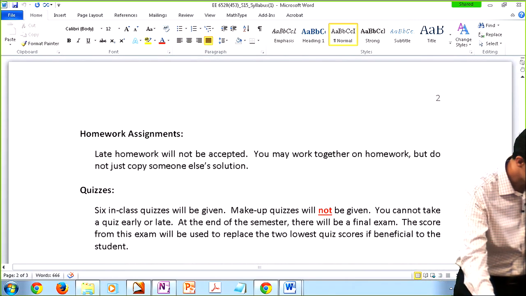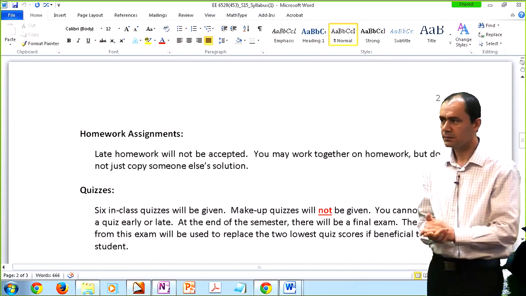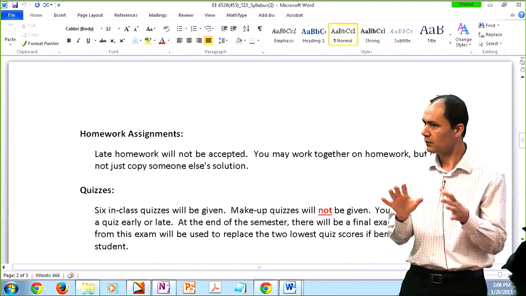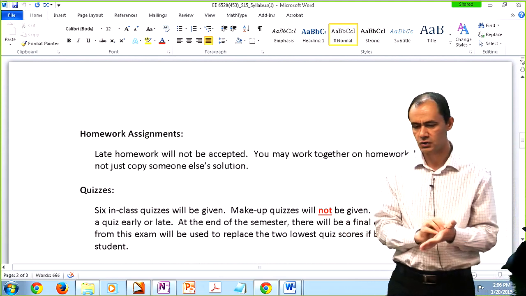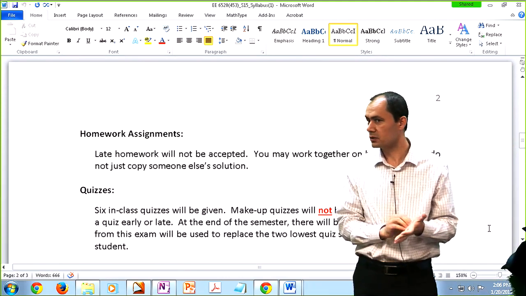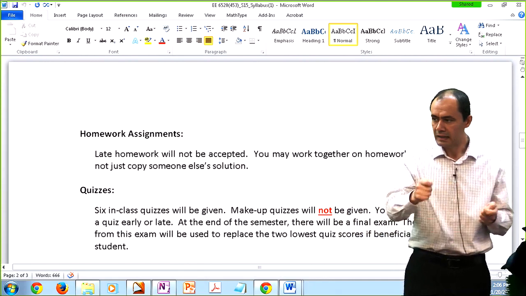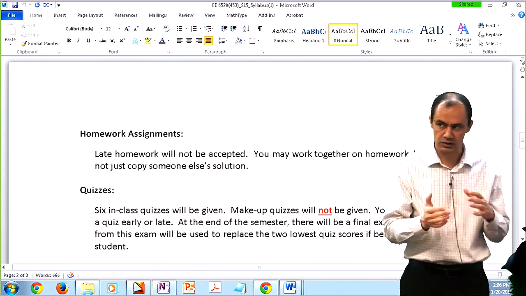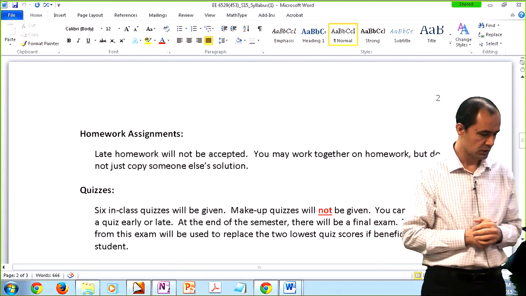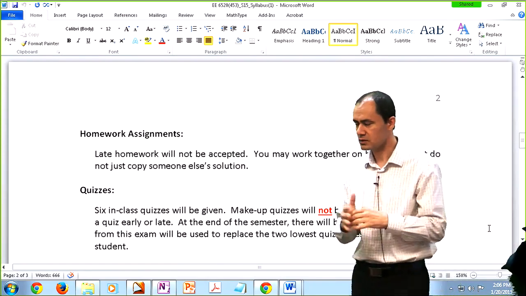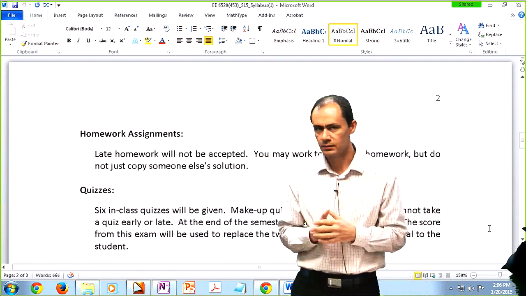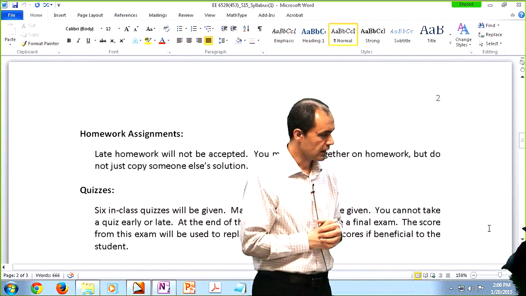Homework assignments. I will not accept late homework assignments. For every homework assignment, I mention whether electronic submission is required or accepted, or you have to turn it in class. So each homework assignment may be different, and I won't take late homework assignments for any reason. If you couldn't submit it, then you just missed that point.